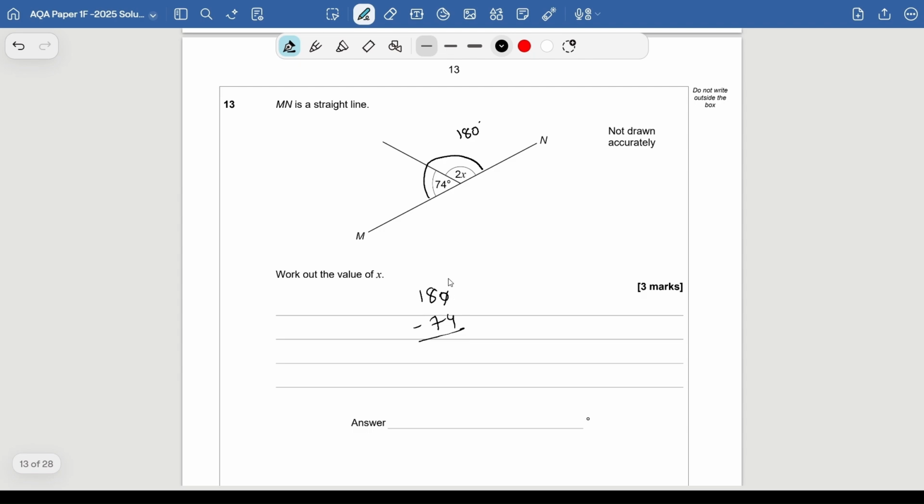So this is a 10, that's a 7. So 10 take away 4 is 6, 0, 106. So this part is 106, right? So only this part is 106, but that's twice. So 2x is 106, then x has to be half of it, which is 53.